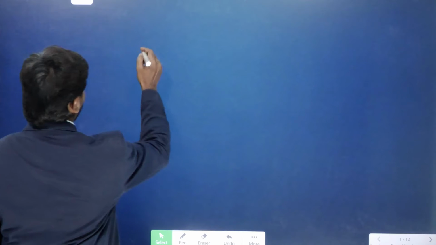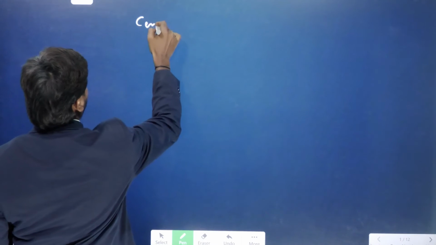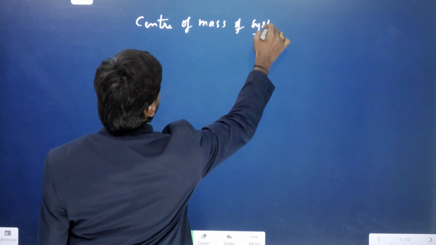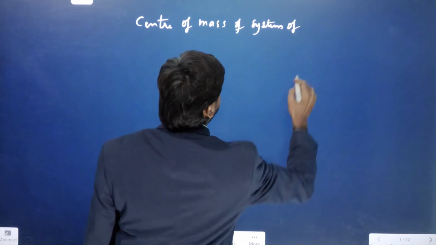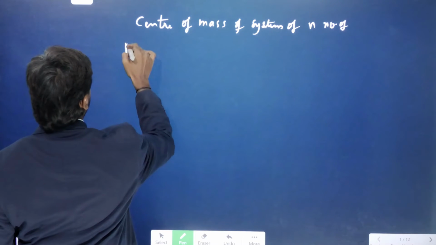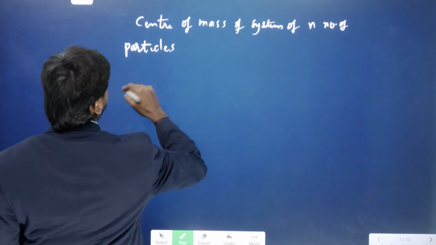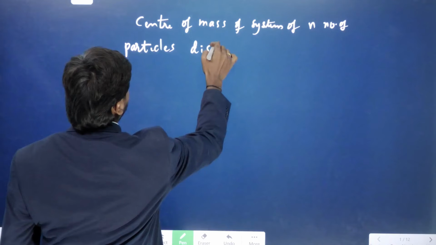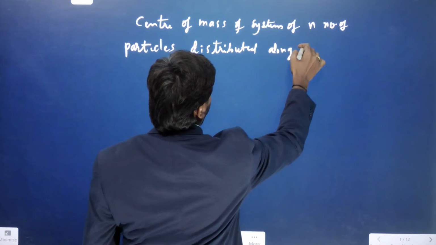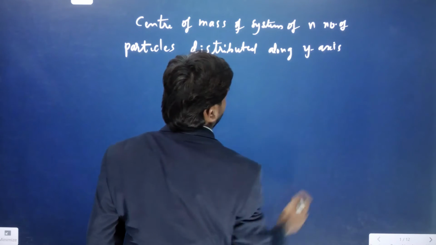Now today will be the continuation of that. That is, if the n number of particles are displaced along the y direction, then the center of mass of those particles can be denoted by YCM, the center of mass of a system of n number of particles distributed along the y-axis. Okay, we will see this.